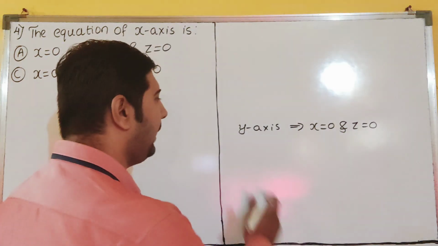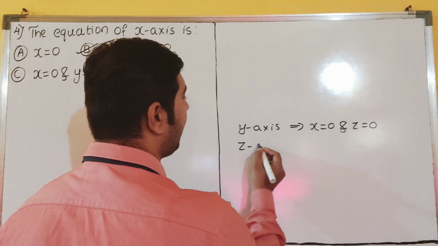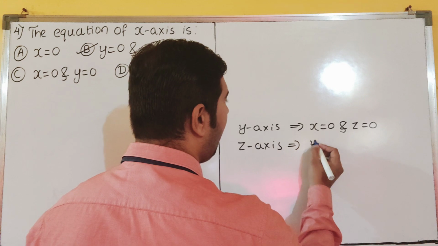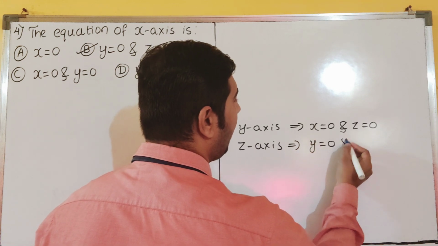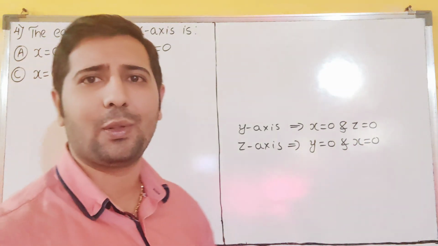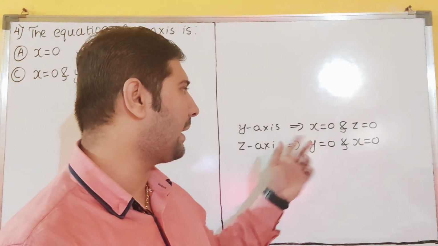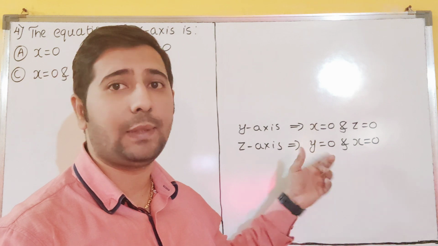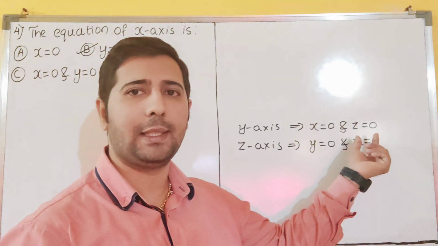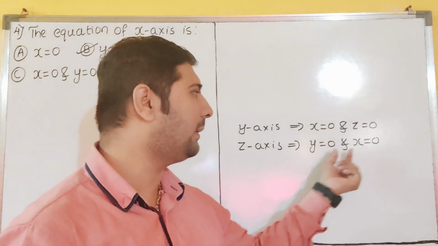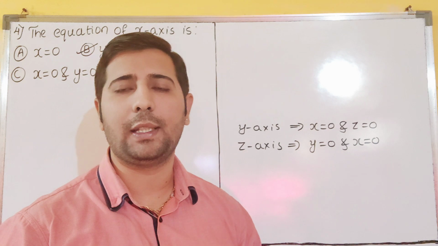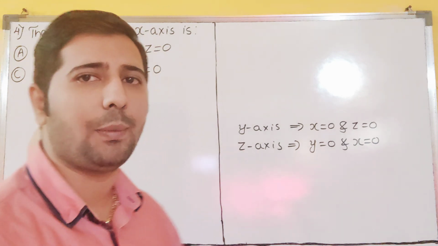Now let us see if it is asked as z-axis. Z-axis means y is equal to 0 and x is equal to 0. Will you agree? Or x is equal to 0 and y is equal to 0, however you write. For your extra knowledge, I told this one. If they ask equation of y-axis, x and z will be 0. Equation of z-axis, x and y will be 0, dear students. Got it? I hope you have understood this one. We'll go for the next question. Please copy this.